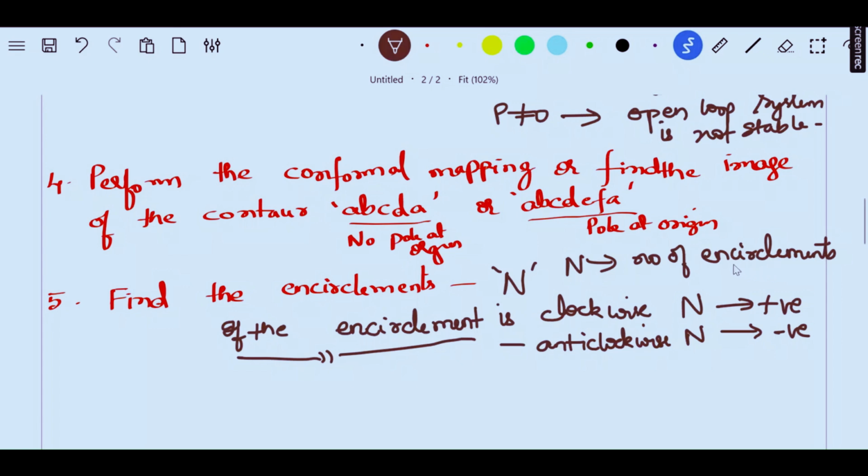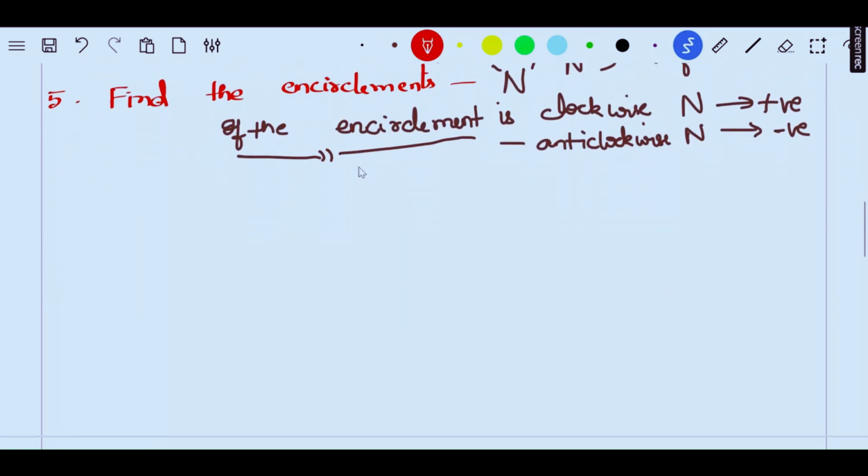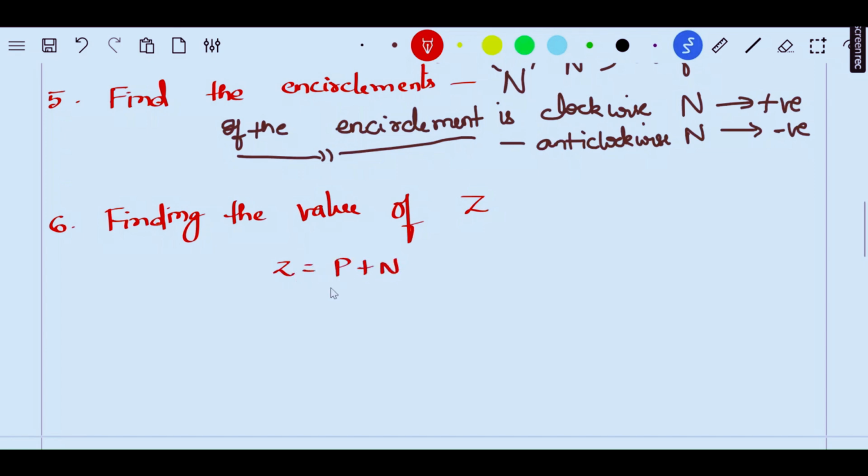Okay? Now, once all these things are identified, we have the sixth step, which is finding the value of Z, where the formula for Z is P plus N. So this is very, very important. This is the final thing we do in Nyquist. So Z equals P plus N.